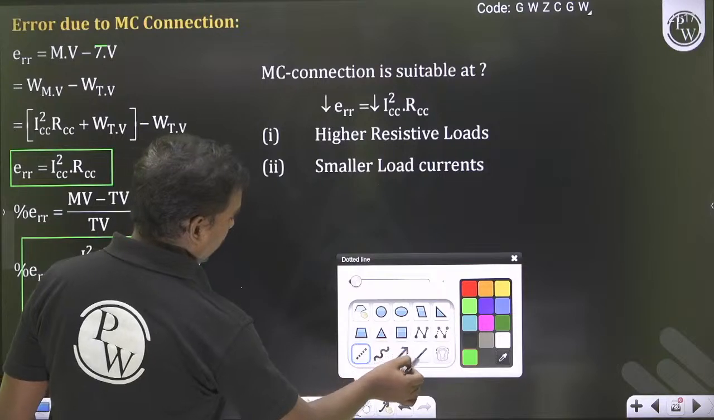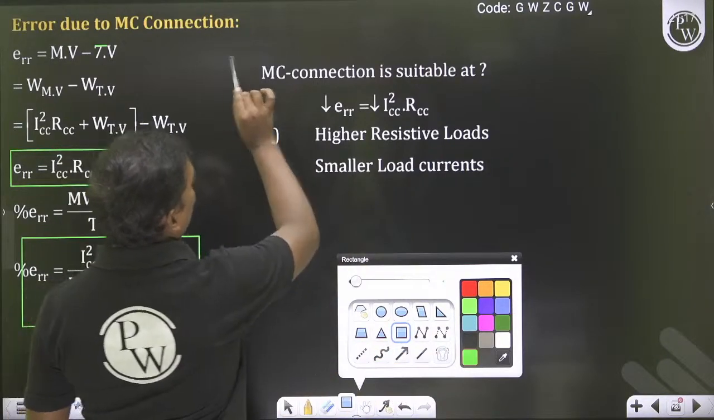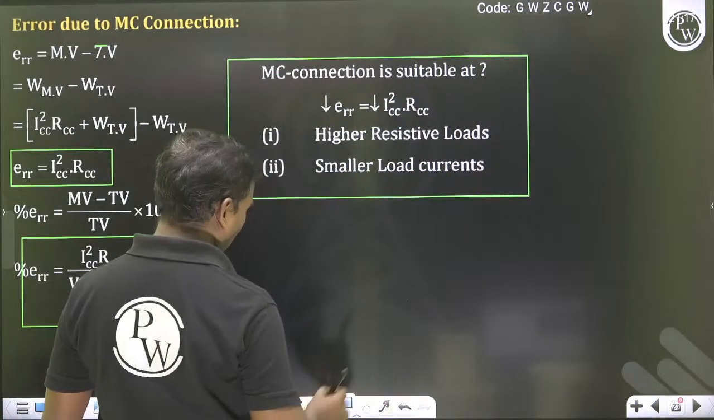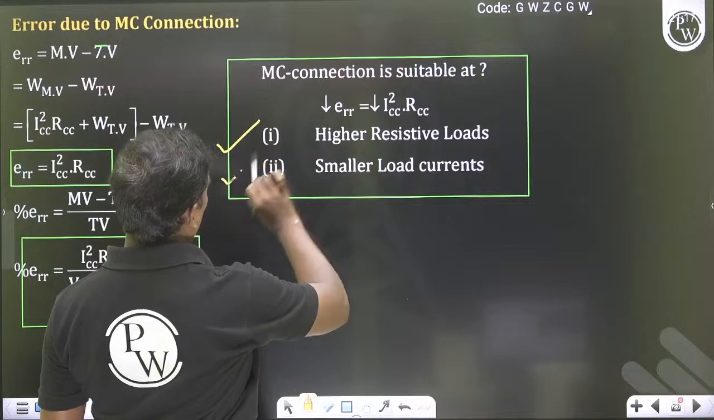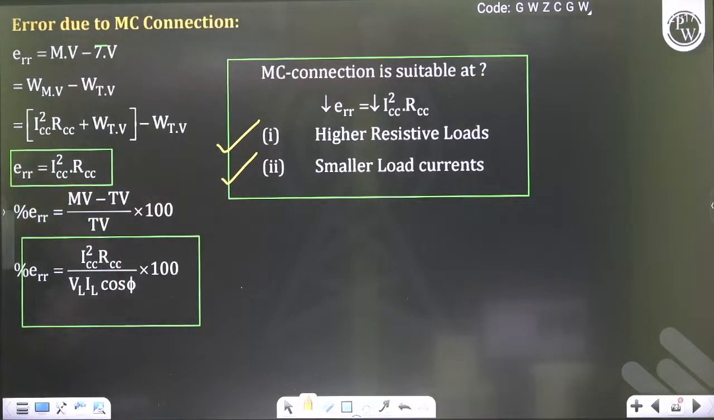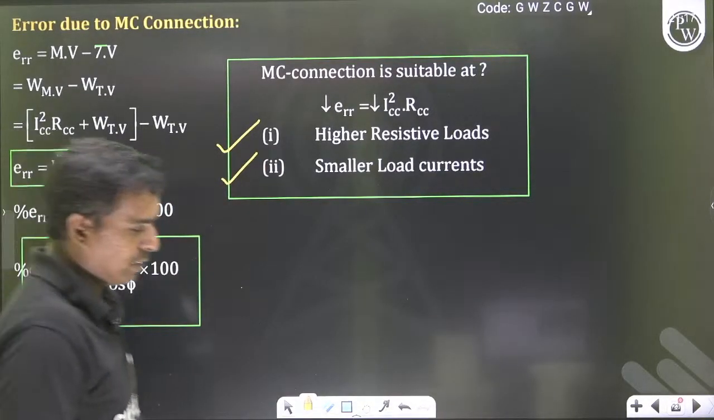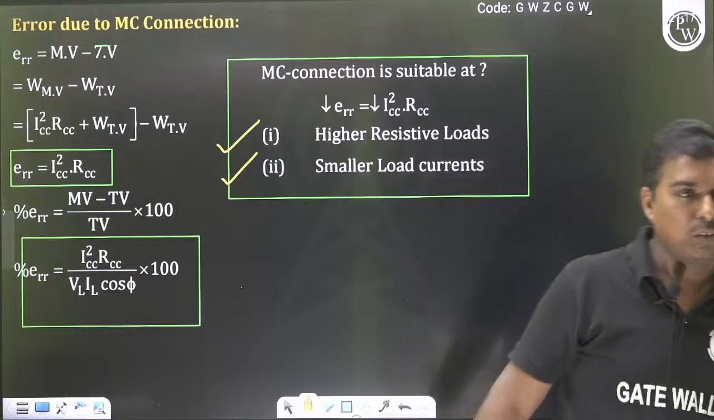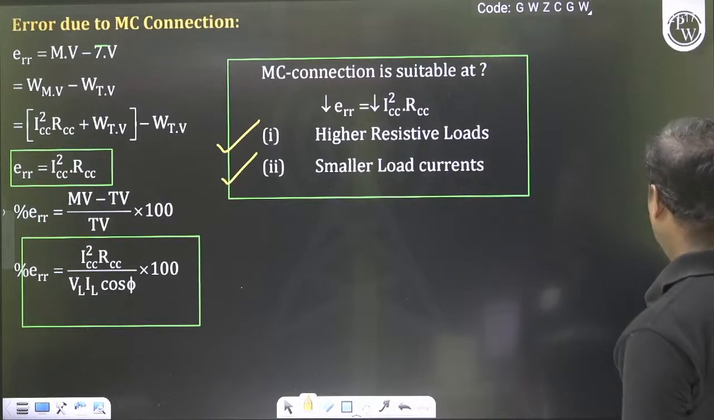Okay. So this is a point you have to understand. So MC connection is suitable at this particular point. Higher resistive loads and smaller load currents. समझ में आपको? So these are the possibilities. Next.